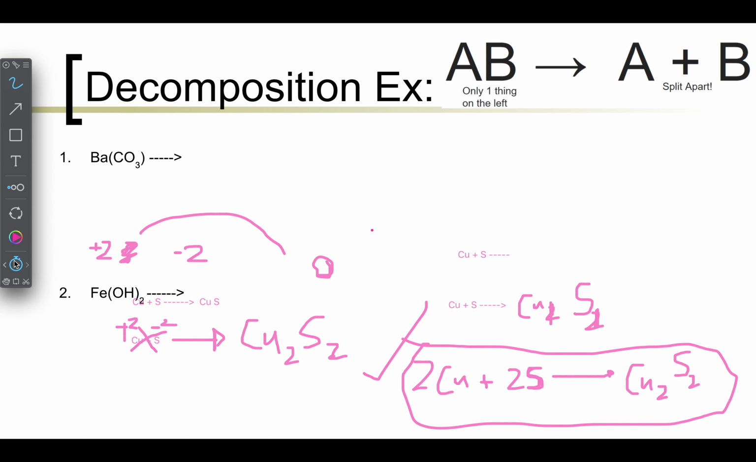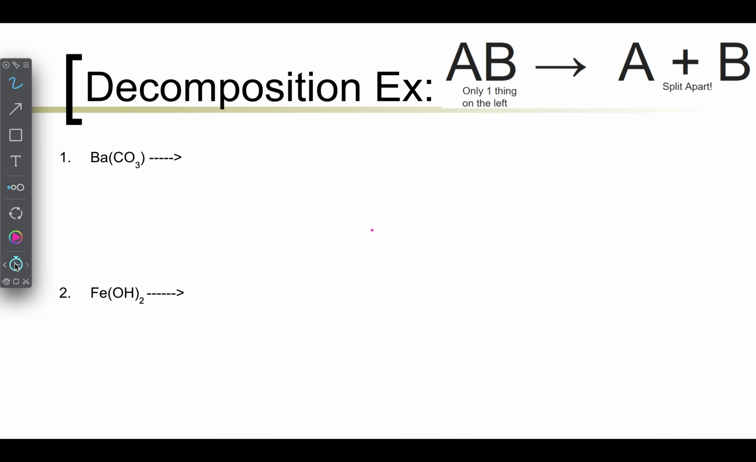So for this, this is barium CO3. The first thing to recognize here, because it's in parentheses, is a polyatomic. So we have our decomposition, that's step 1. We know it's a decomposition reaction. Step 2 is to figure out the charges. So we know that barium's charge is a 2+, but we don't know CO3.